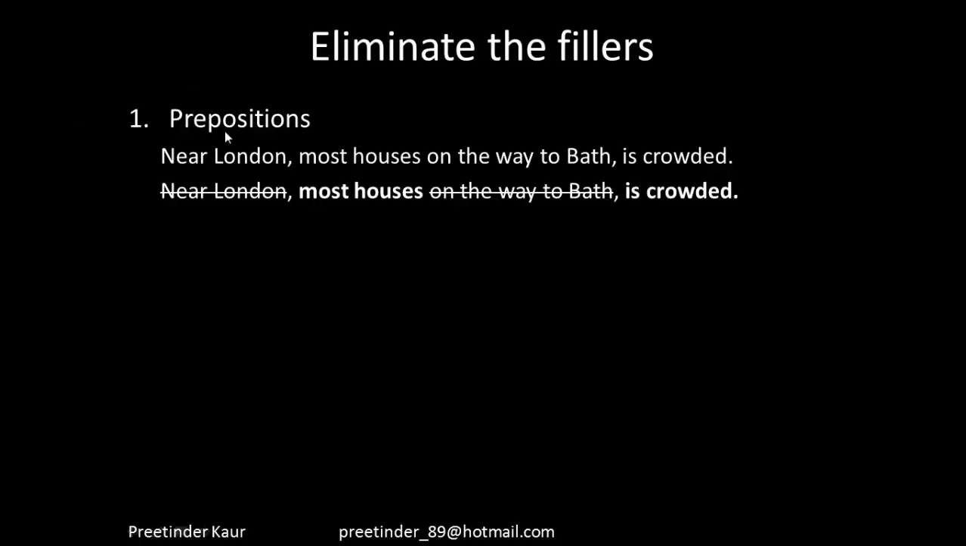The first one, prepositions. For example, you have a sentence: "Near London, most houses on the way to Bath is crowded." Now eliminate all the prepositional fillers. For example, near London, right? And you can eliminate on the way. You can eliminate to Bath. So what you're left with at the end is your subject, which is most houses, and your verb, which is crowded. Now you can see there is no agreement. It should be most houses are crowded. So that is the agreement that you need to find by eliminating all these extra prepositional fillers.